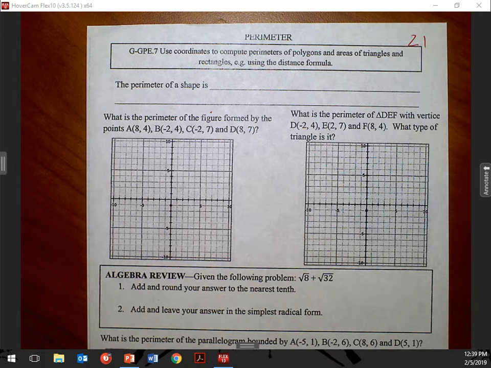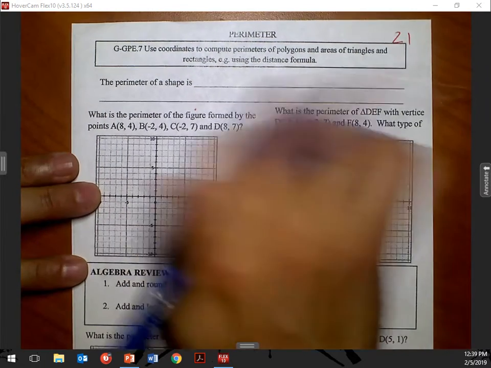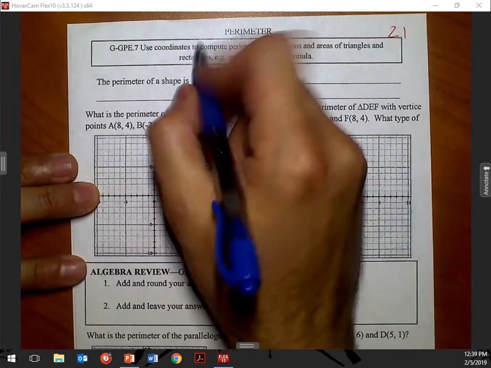So first things first is the definition of perimeter. Can someone tell me what the definition of perimeter is? Outside. Outside. Better definition. Add up all the sides. Is it only squares? The outside of the square. Okay. Perimeter is the outside of the shape. Yes, it's the distance around the outside of a shape.